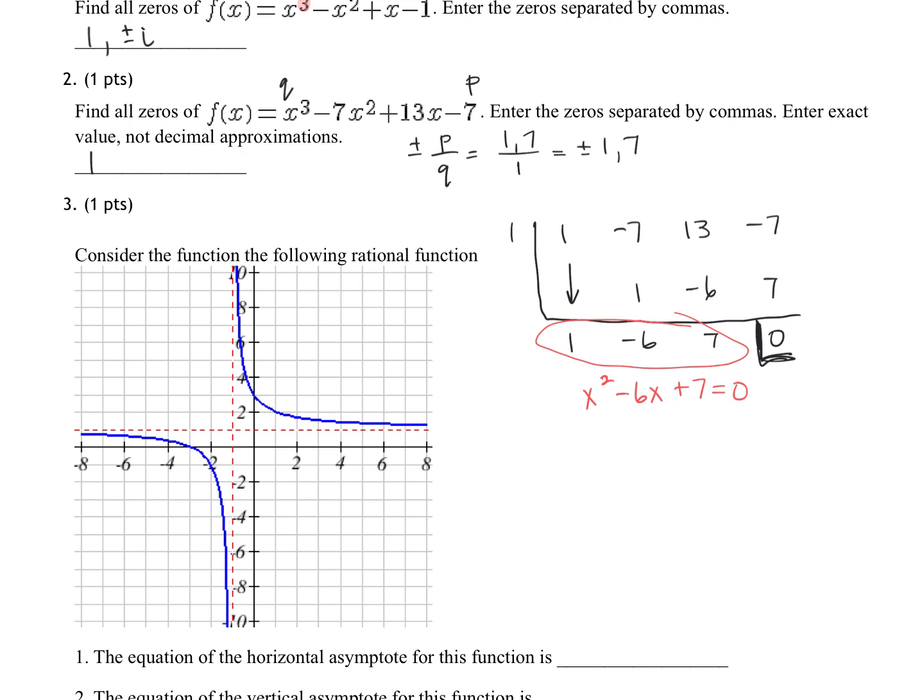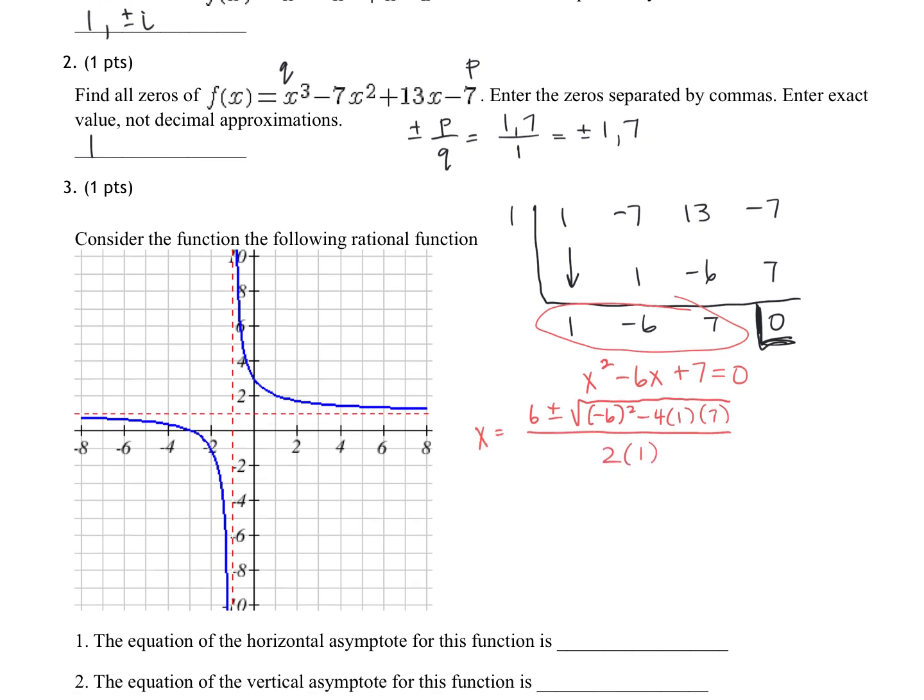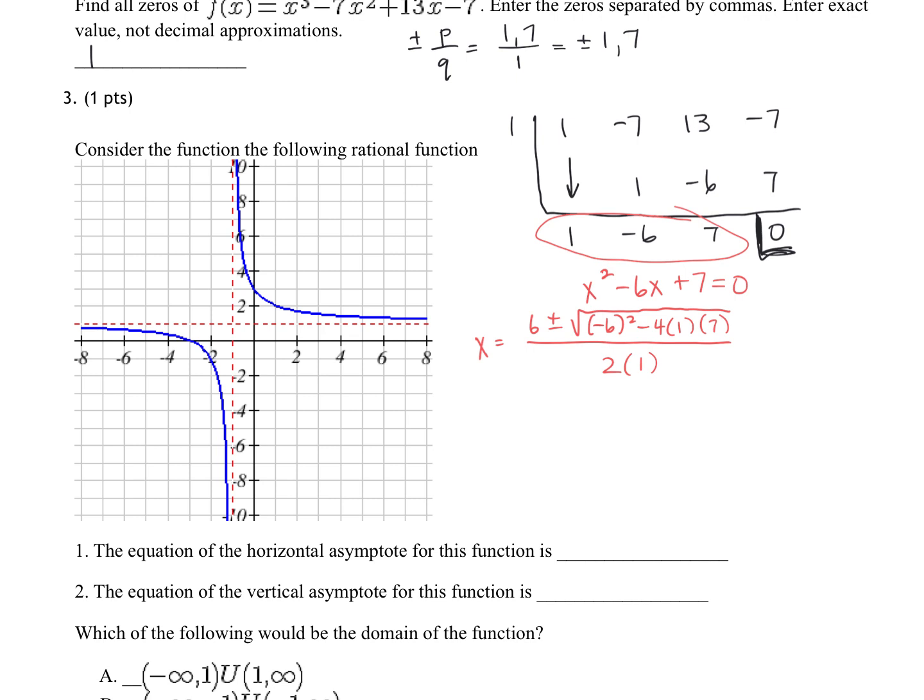So we want to use the quadratic formula. So x equals the opposite of b, plus or minus the square root of b squared minus 4ac, all over 2a. All right, so we'll have 6 plus or minus the square root of 36 minus 28, over 2.